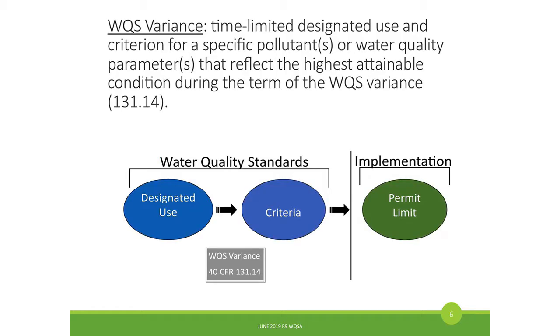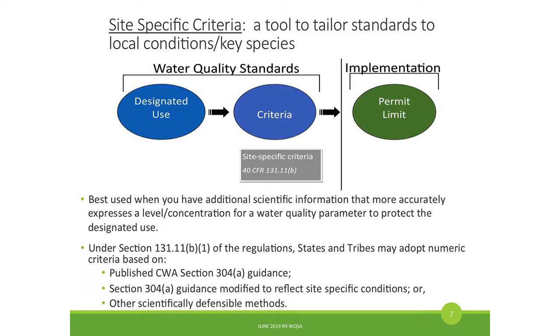Okay, so variances, I think we just talked about this for a lot, so I'm not going to go into any more detail, but you know that variances are water quality standards. So they are on the water quality standards side of the diagram here and are a time-limited designated use and criterion.